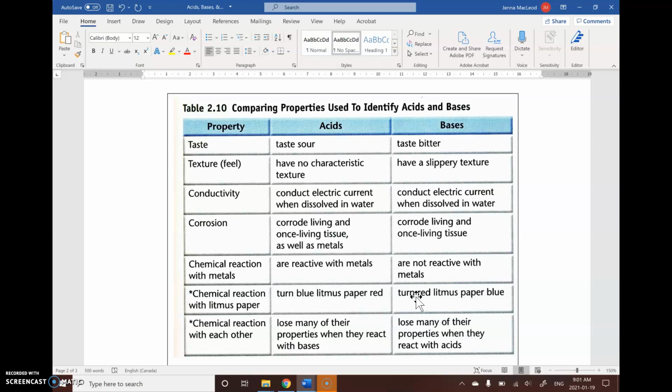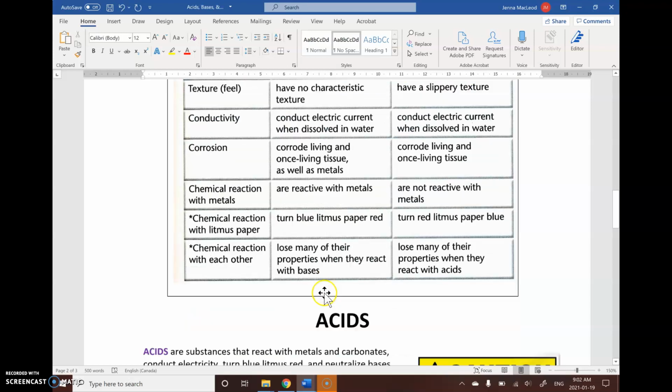So these are indicators. Chemical reactions with each other. Acids may lose many of their properties when they react with bases, and so do bases with acids. So if we have something that's really acidic, we can add a base to it, and we can neutralize the reaction. What happens is it creates water, so it becomes neutral. And we're going to talk about pH scales.